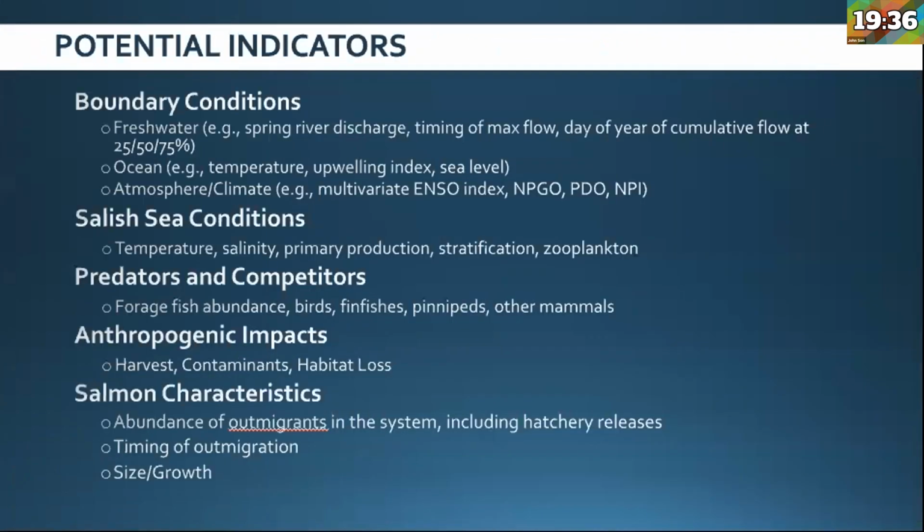And so we started brainstorming what other potential indicators may be interesting to this question. We started with things like boundary conditions, so this is both freshwater and ocean, also atmosphere climate interaction. So your large scale climate indicators that many people have referenced today, but also conditions within the Salish Sea. What is it about this inland water that makes it maybe perilous to salmon, or maybe not? Is it something about stratification or zooplankton availability or forage fish availability, primary production, all these different things that are taking place in this inland waterway?